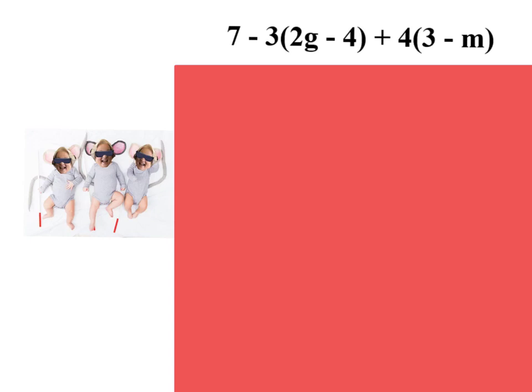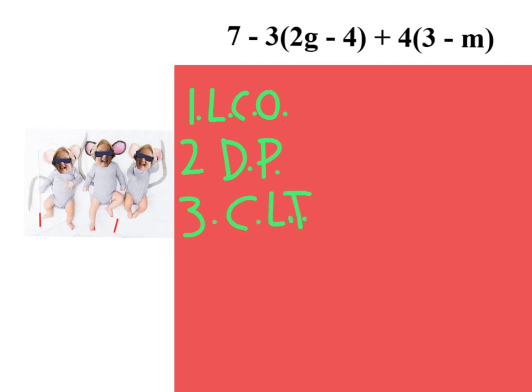If I were to break this down into 3 steps, the first step is leave, change, opposite. Second step is distributive property to bust things out of jail so they can get together. Step 3 is combine like terms. So find the things that match and add them together.